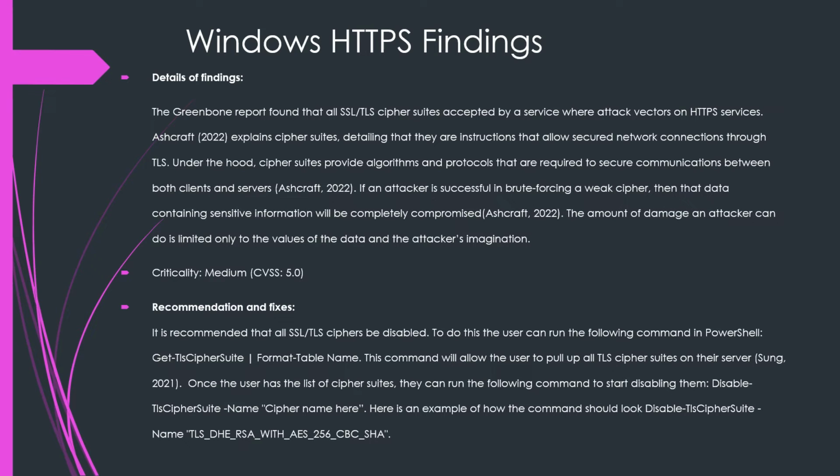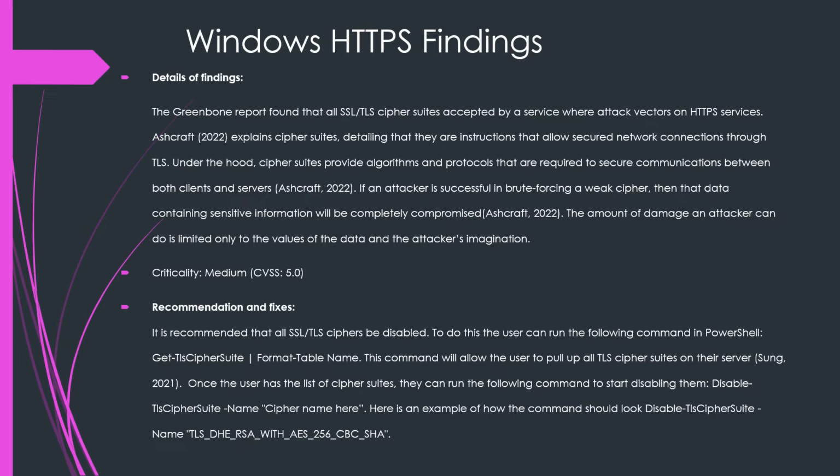the servers. If an attacker is successful in brute forcing a weak cipher, then data containing sensitive information will be completely compromised. The amount of damage an attacker can do is limited only by the value of the data and the attacker's imagination. So this finding is considered a medium when it comes to its criticality. It is recommended that all weak SSL and TLS ciphers be disabled.